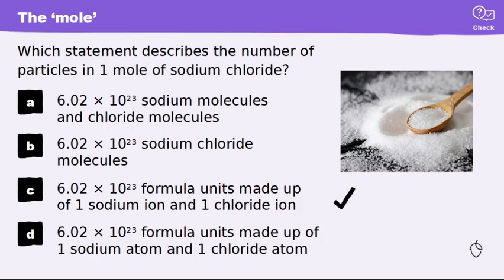And if you said C, you're absolutely correct, because 6.02 times 10 to the 23 formula units. Sodium chloride is NaCl, so that means there's 1 ion of sodium and 1 ion of chloride that makes up sodium chloride. So in 1 mole, you would have 6.02 times 10 to the 23 of the sodium ion and the chloride ion.